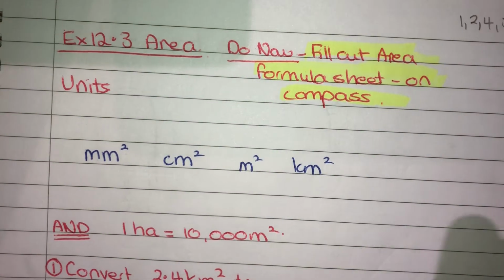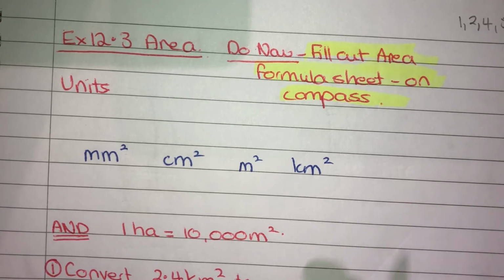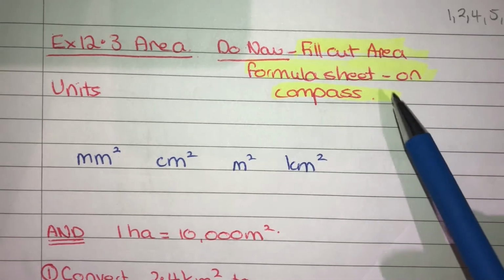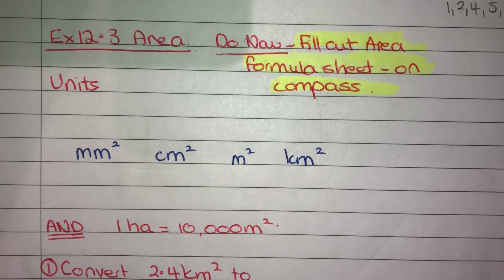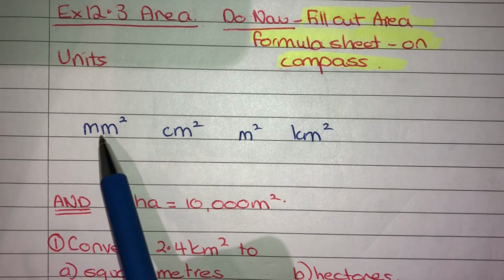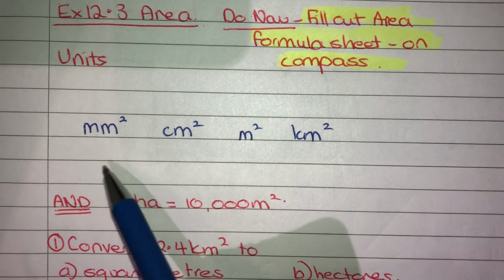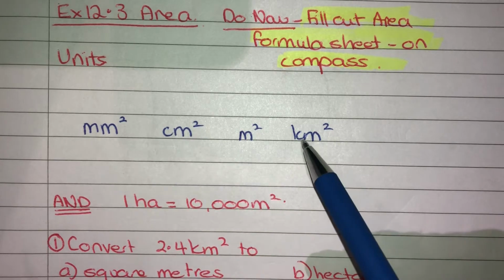So year 9, we're up to 12.3, which is calculating area, and most of this is revision from last year, which is great. Hopefully as a class or by yourself we have filled out the area formula sheet, which is on Compass. Now you remember from the last lesson, when we were doing perimeter, or when we were just changing straight units for straight lines, it was millimetres, centimetres, metres and kilometres.